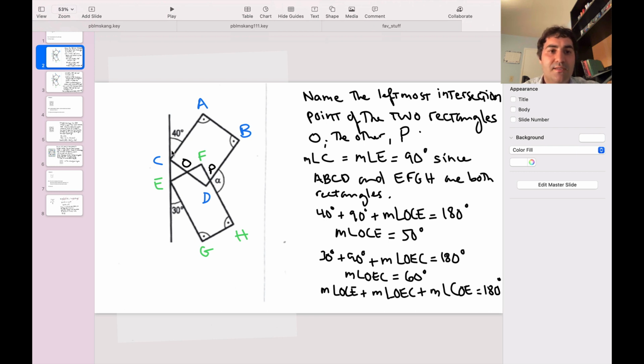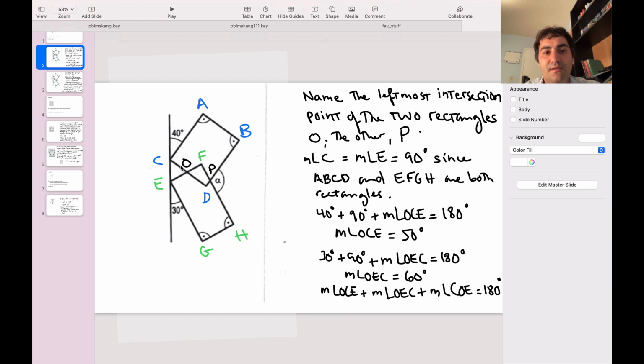So 40 degrees plus 90 degrees plus the measure of angle OCE is going to be 180 degrees, right? Because this is a straight angle, so in a straight angle it measures 180 degrees. So if we simplify, we get measure of angle OCE equals 50 degrees. In a similar way, 30 degrees plus 90 degrees plus measure of angle OEC equals 180 degrees, so measure of angle OEC equals 60 degrees.